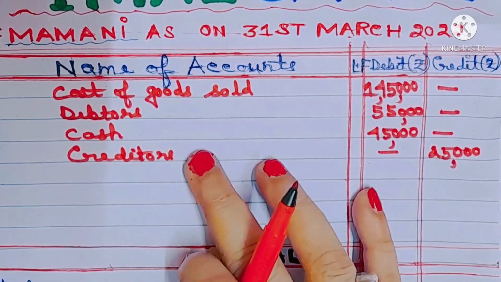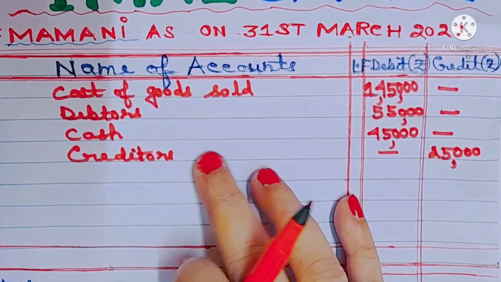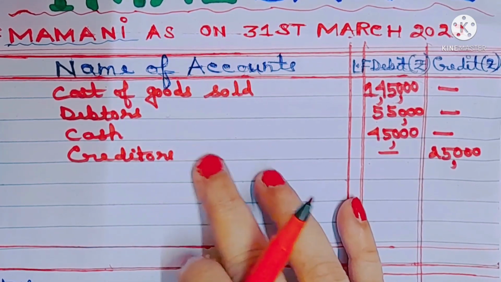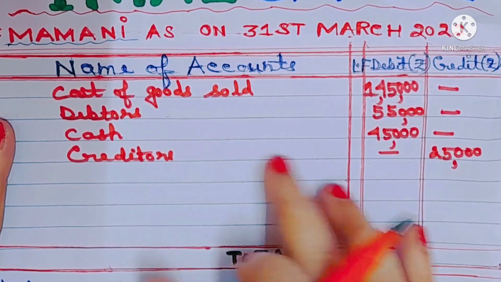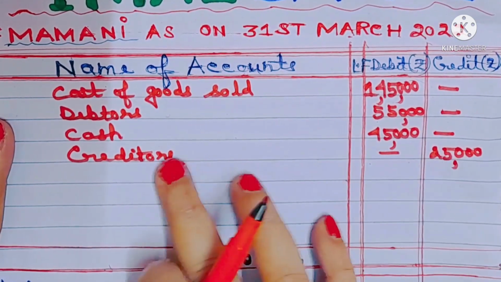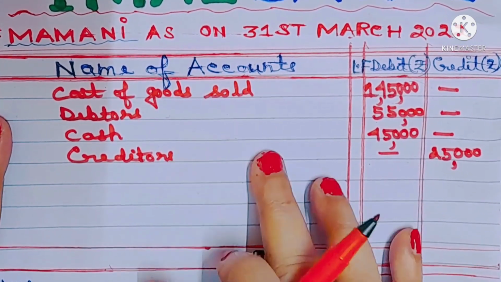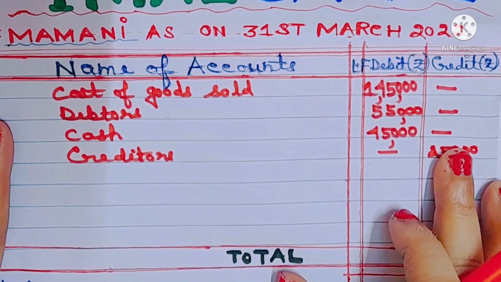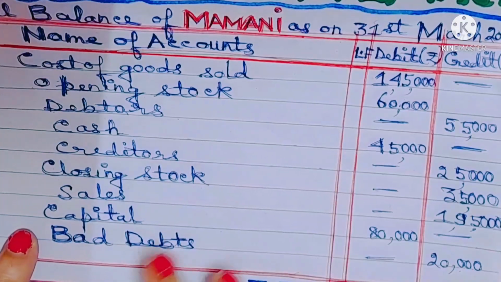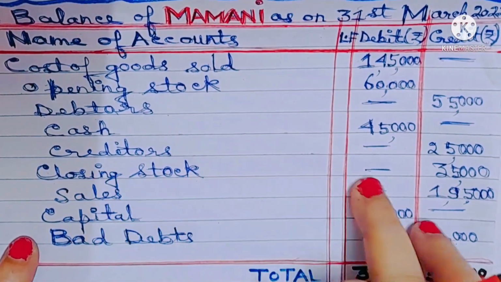Why creditors is credit? Because creditors falls under personal account. According to personal account, the giver of the benefit is credit. Here, creditors is the giver of the benefit. So creditors will be credited. Understood? Now let's see the next account. Next account is closing stock.